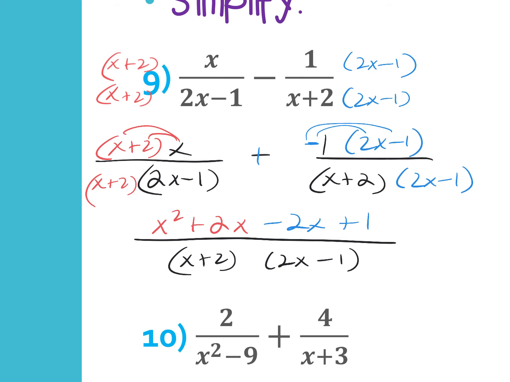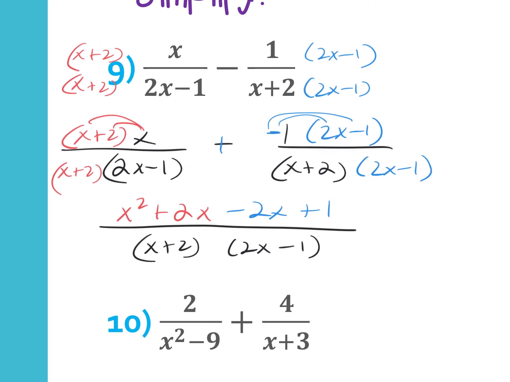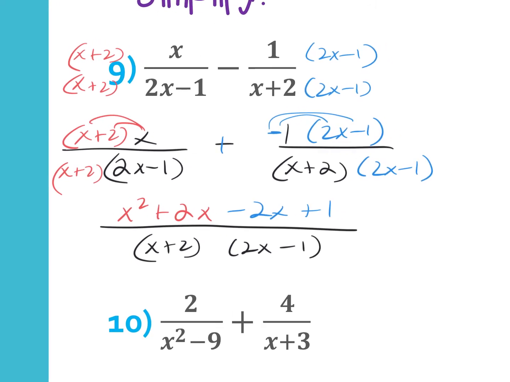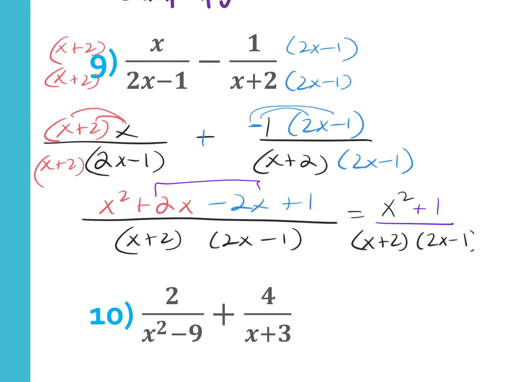So now I need to combine my like terms. So for here, I can combine, nothing to combine with the x squared. Notice my 2x and my minus 2x is 0. So then I just have plus 1. And then it's over the common denominator. The numerator cannot be factored, I cannot factor the sum of two squares, so this is my simplified answer.